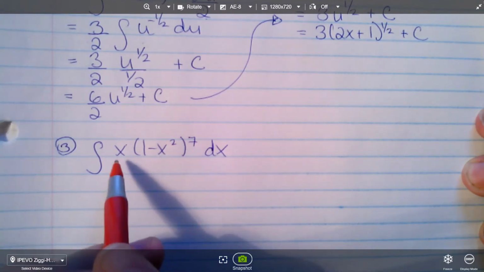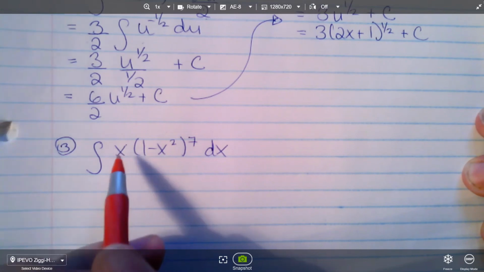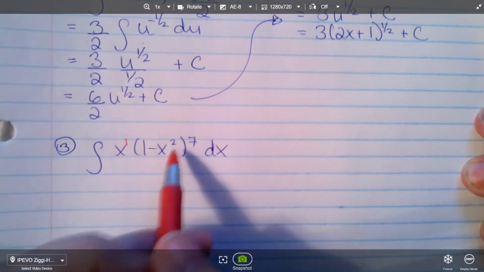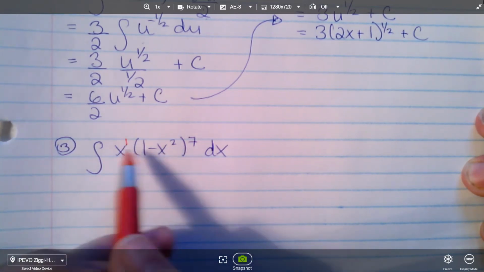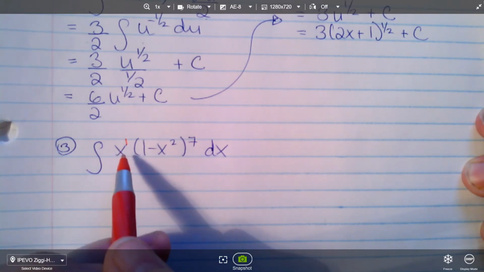Do I have the 2x on the outside? I don't have the 2, but I don't care about the 2. I care about the x part. And I do. I have an x, a single power of x. Good. So if this has a power of 2, there is an x outside with 1 less. That's exactly what I need.